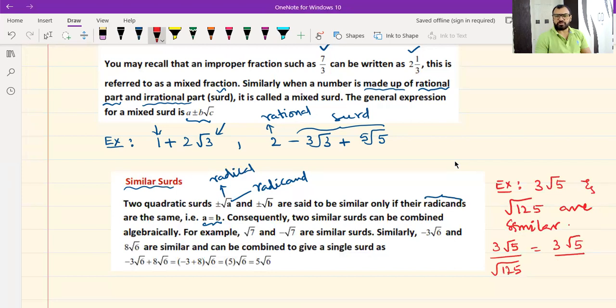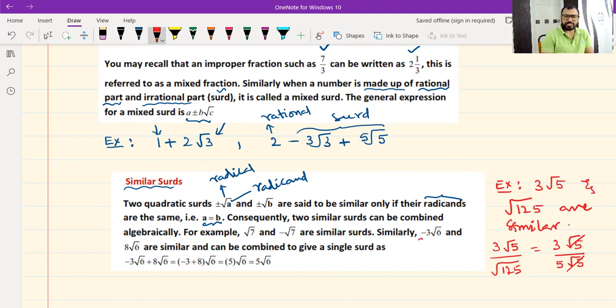This is 25 into 25. 25 into 5, sorry. So I can write this as 5 root 5. Okay, cancel. It is a rational number. So if the ratio of two surds is a rational, then those two surds are said to be similar surds. But if we have more than two surds, they must have the same radicand.